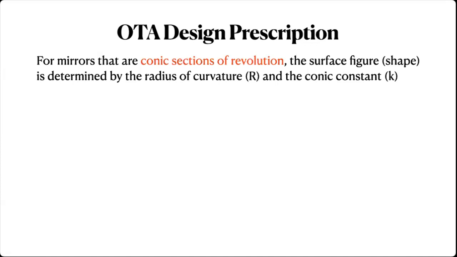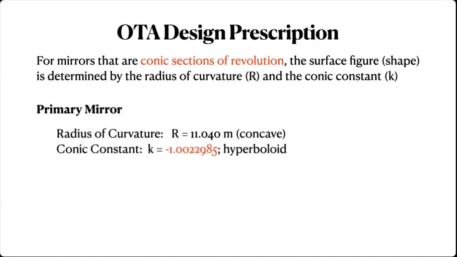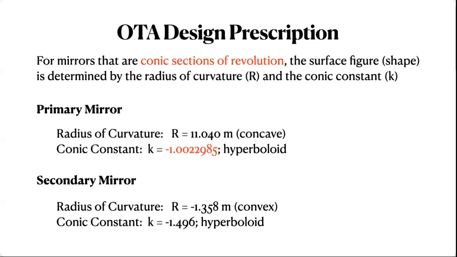And the thing about these conic sections is their surface figure can be described by 2 numbers. One is called the radius of curvature, which I denote as R, and one is called a conic constant. It's not critical, if you're not familiar with this, that you understand exactly how those numbers come in. You can just think of them as 2 parameters that are used to define and design the shape of the mirrors. So here are these parameters for the primary mirror.